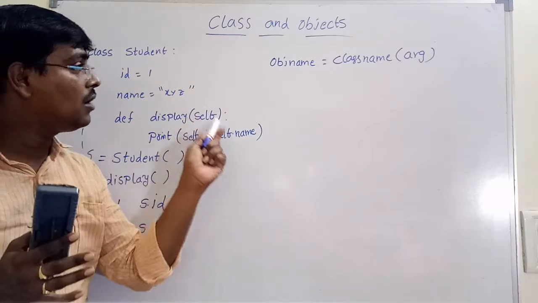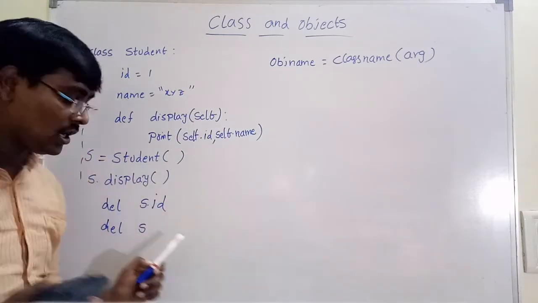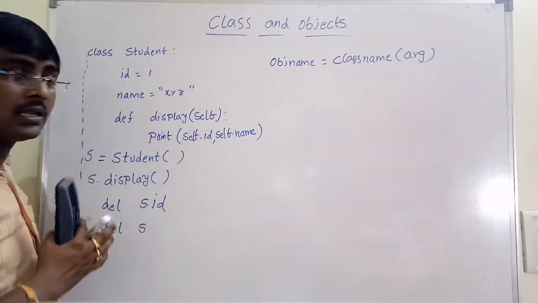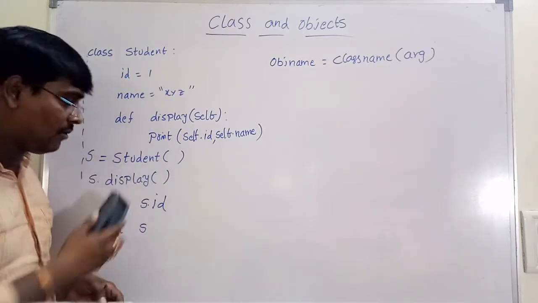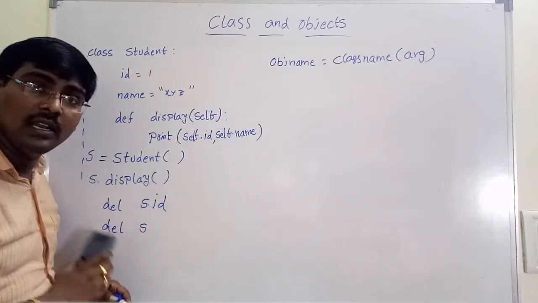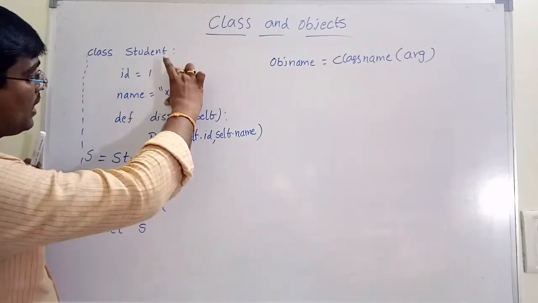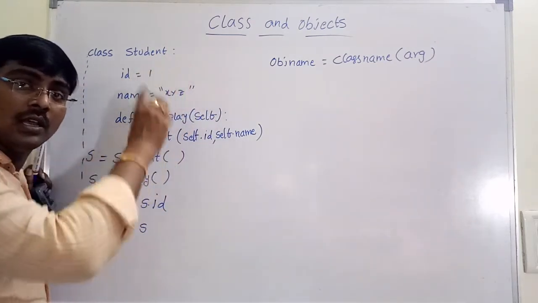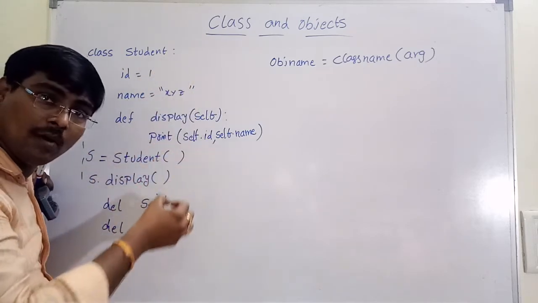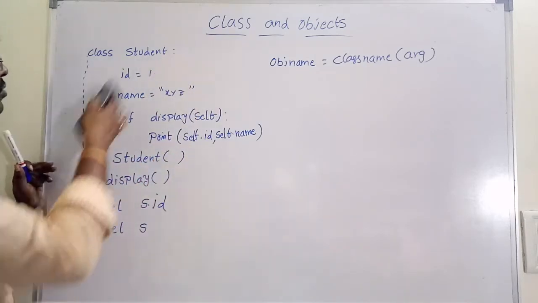This is the way of class creation and object creation, how to access the members of a class, how to modify the attributes, and how to delete the object. Now I will explain the same concept, that is how to access class variables, which are shared among different objects. I will explain with one more example.